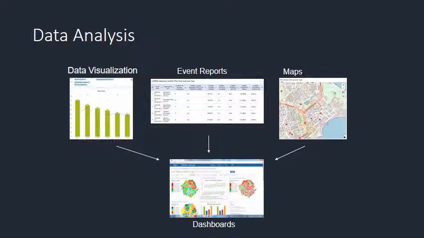So in the data analysis, as mentioned, you can visualize your data using different types of visualizations. Data visualization, using the data visualization app, for example, can be used to combine data from different programs into a single chart, while an event report will only be able to summarize data from a single program or a list of events. And finally, maps can be used to show different types of indicators across programs again.